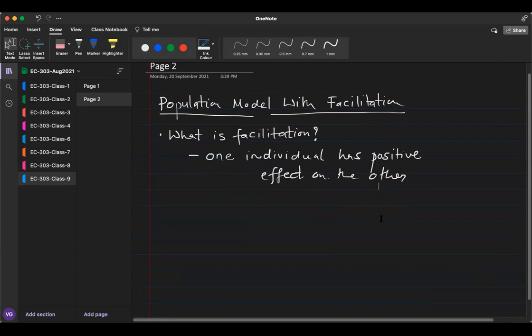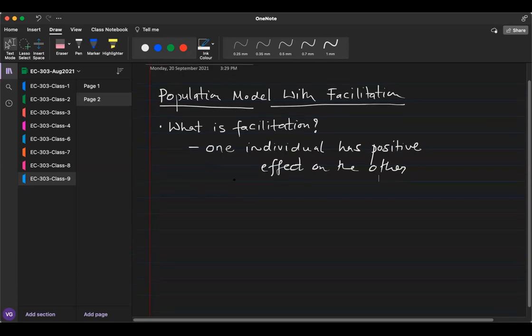Okay. Facilitation is a slightly more general term than mutualism, right? In mutualism, you often think of it as between species. Facilitation is broadly any positive interaction. It's not species specific. It doesn't matter whether it's intraspecific or interspecific. Okay, so now how can this manifest?